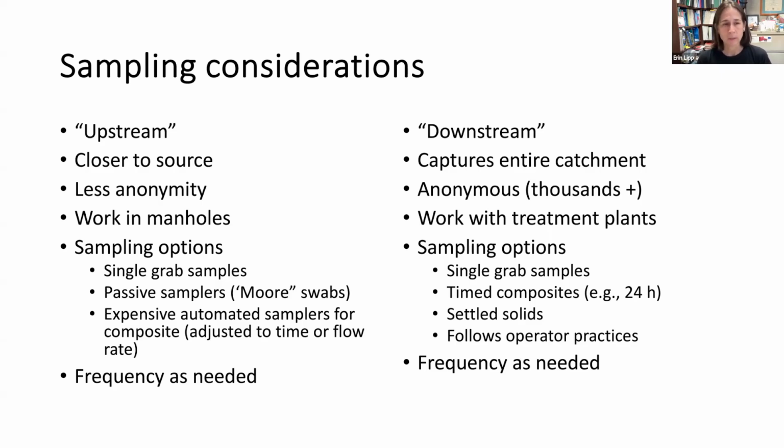You have to work in a manhole, which makes things a little bit challenging, and you've got to have a good understanding of what's happening in that catchment area. Your sampling options at this stage are to take single grab samples, to use passive samplers like Moore swabs, or if you're able to, you can set up expensive automated samplers to take composite samples like you would at a wastewater treatment plant. These can be adjusted for time or flow rate, but it's a $10,000 piece of equipment that needs to get set up in and around a manhole.